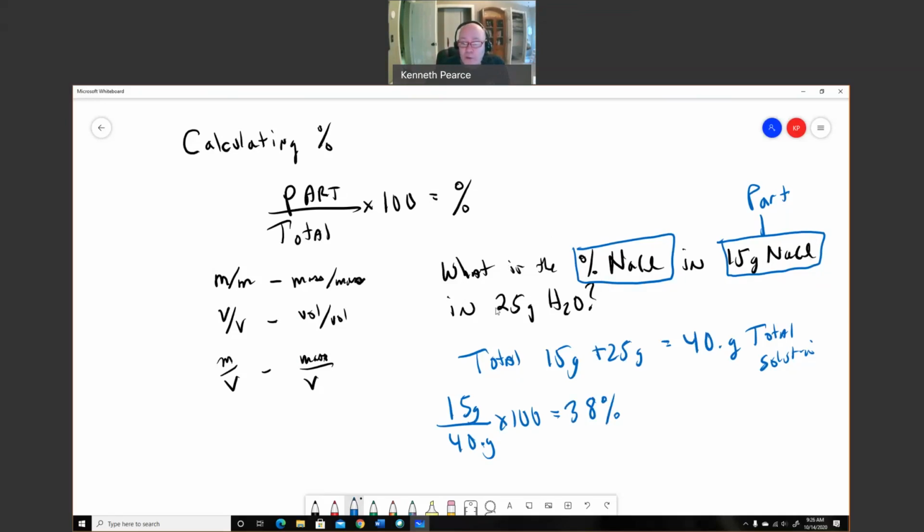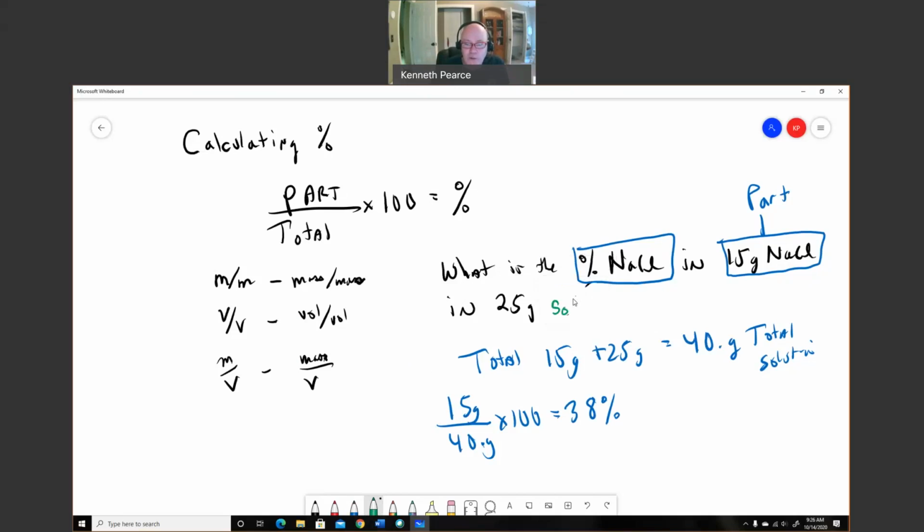Now, we have to be careful about this, because if you look, this was 15 grams sodium chloride in 25 grams of water. The total solution was 40.0 grams. But what if I was to rewrite this in a slightly different way? What if I was to say that instead of 25 grams of water, we said 25 grams of solution instead? How would that change the problem?